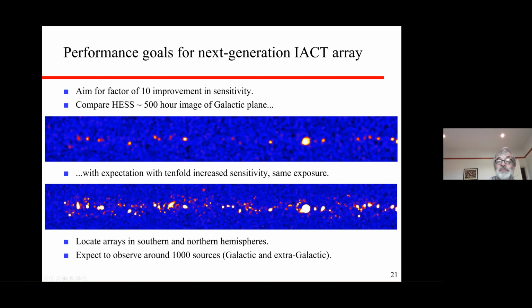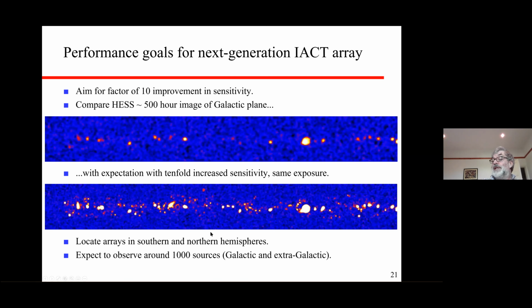So let's look at what that will do for us and how we can actually go about doing it. If we try and get an order of magnitude improvement in the sensitivity, improve things by a factor of 10, then we'd expect that the galactic plane, rather than looking like this, which is what we see with the Hess telescope, would start to look like this. So we'd see a lot more sources. That would give us a lot more information about how the acceleration and the physical processes are going on to generate these high energy photons.